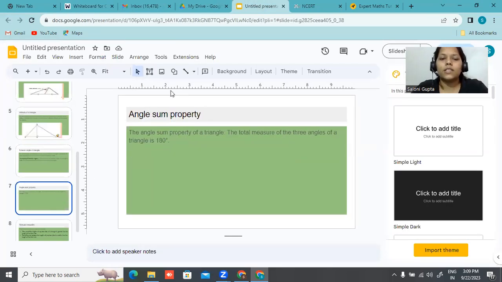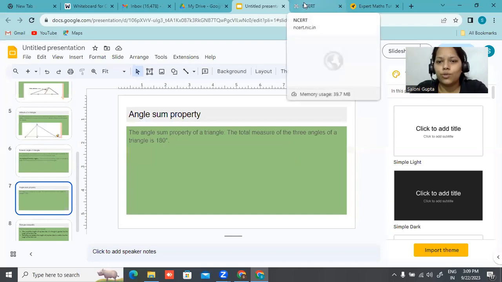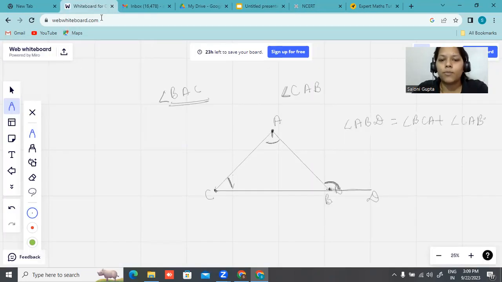Then after that, what is the angle sum property? This is the easier one. We know that in the angle sum property, the sum of all the angles of a triangle is 180 degrees.